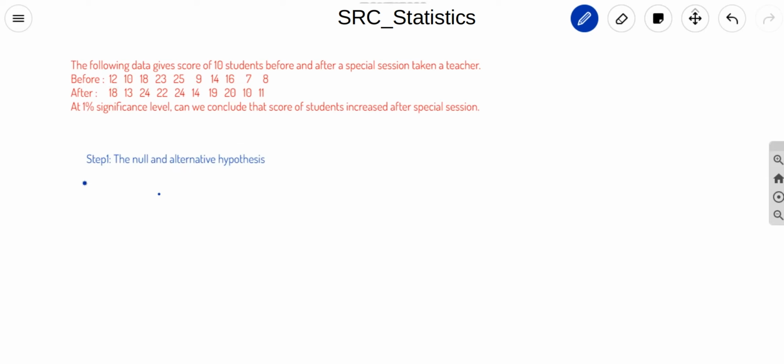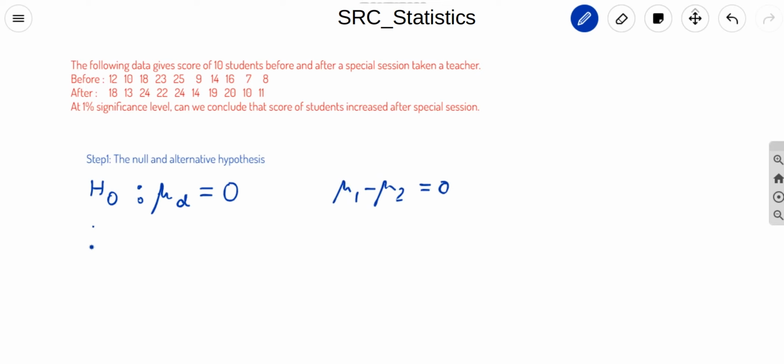Step 1, the null and alternative hypothesis. The null hypothesis, as we know, is the hypothesis of no difference. That means we say that mu d, the difference of mean, is equal to 0. That means there is no difference between two means. In other words, it is mu1 minus mu2 equal to 0.